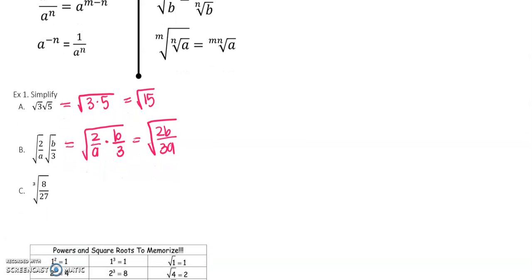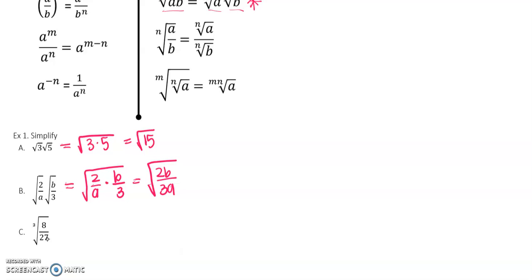Alright, next one, C. You have a radical over a radical, and what we're going to be using in this case is this rule right here. We're going to go ahead and split it up over top over bottom. So this is what it's going to look like. And then we're going to go ahead and simplify that. So let's think about that. We're looking for groupings of 3, right? So what number, when you multiply it by itself three times, gives you 8? That's 2. So that's going to be 2.